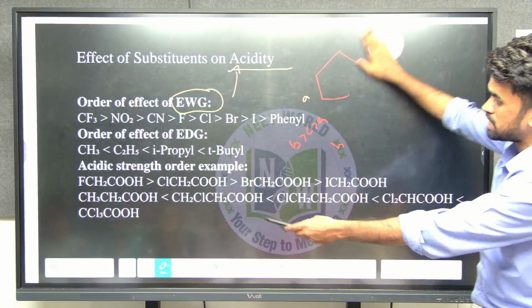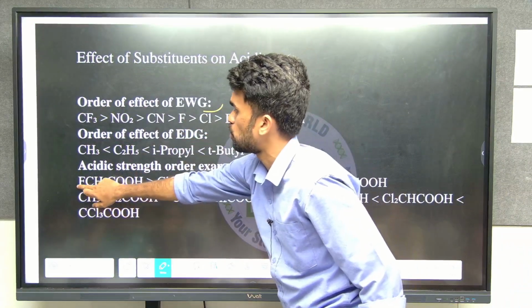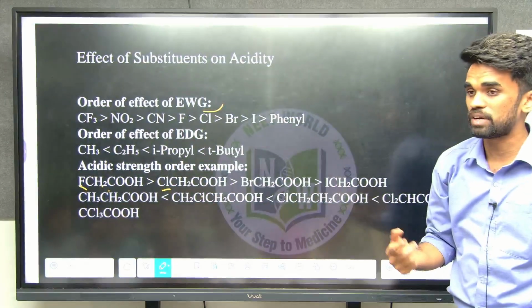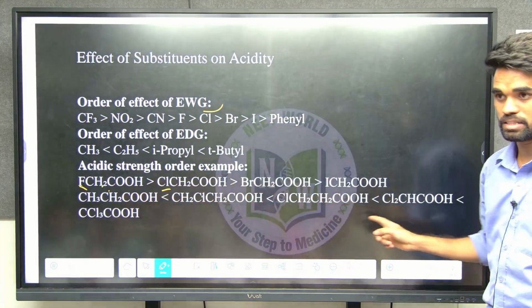See, here some examples are provided. Just check what makes a difference between them. Last here, the first one is with fluorine. In the place of fluorine, chlorine, bromine. Which is more electronegative, which has the stronger minus I effect? That's why it is more acidic. Like that we have the final order.